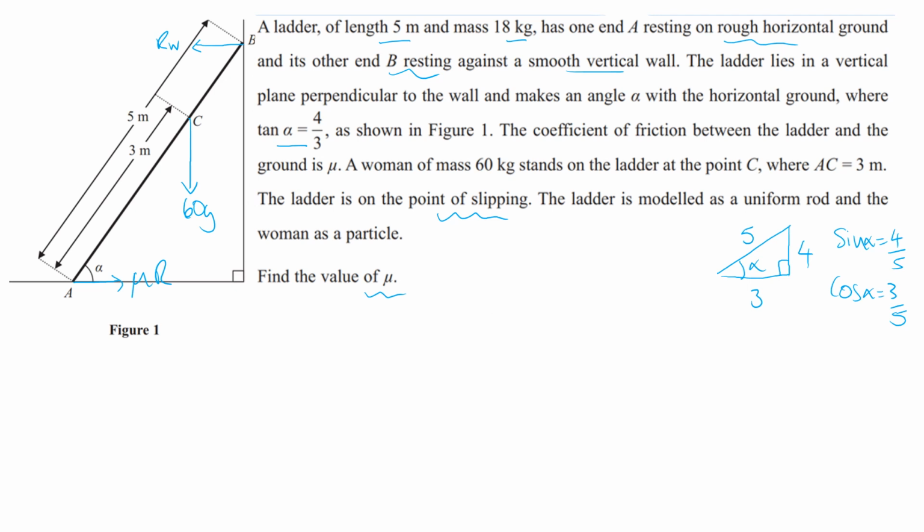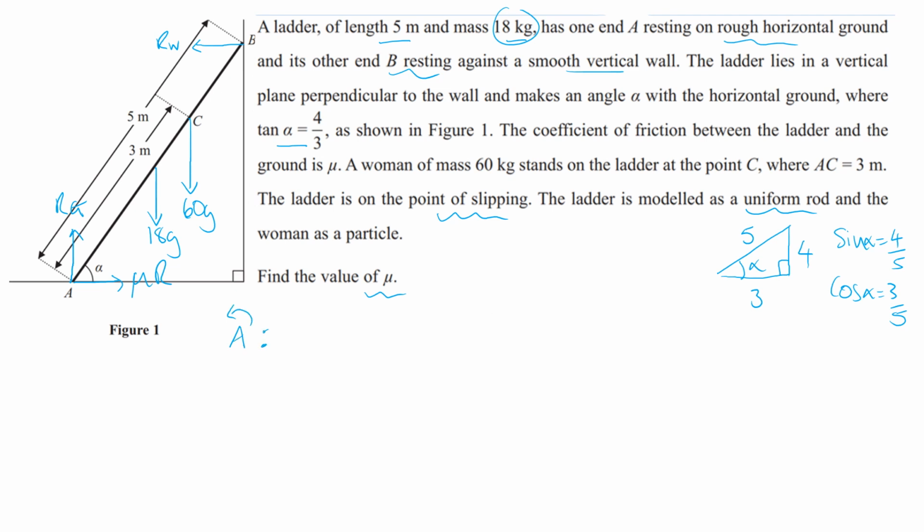Now, because we're told the ladder is uniform, that means we're going to have the weight of the ladder acting down here vertically, and its mass is 18, so that's going to be 18g. So all we need to do, the extra force is going to be here. There's a reaction force at the ground. So what you do first is we have to take moments about A.